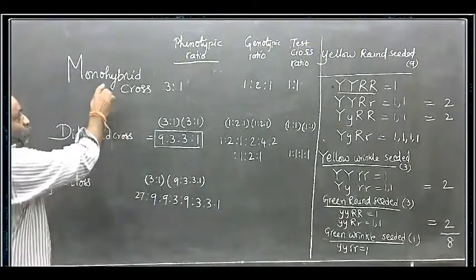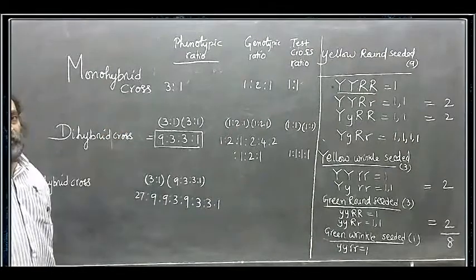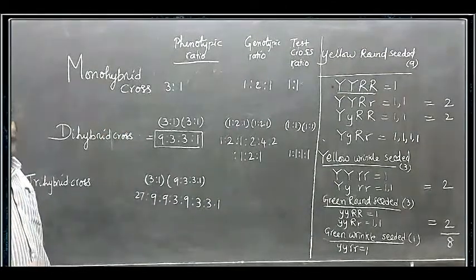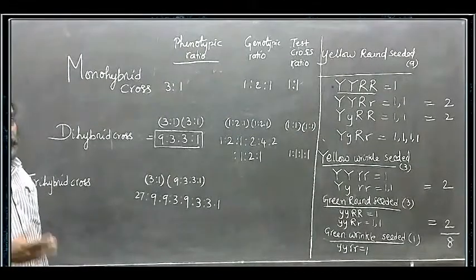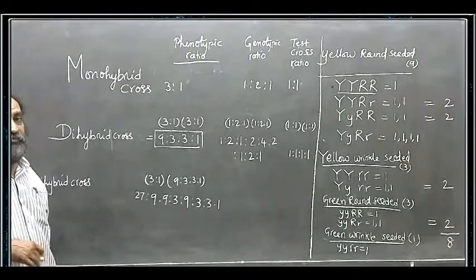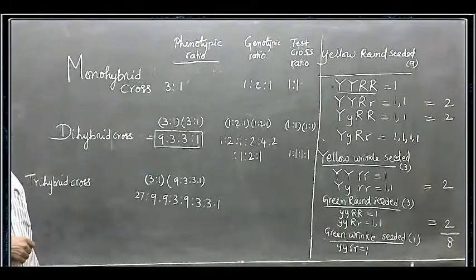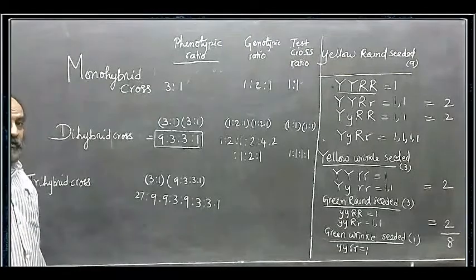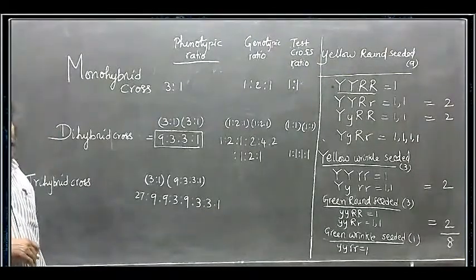In a monohybrid cross, the number of progeny produced in the F2 generation is 4. In a dihybrid cross, it is 16. Whereas in a trihybrid cross, it is 64.